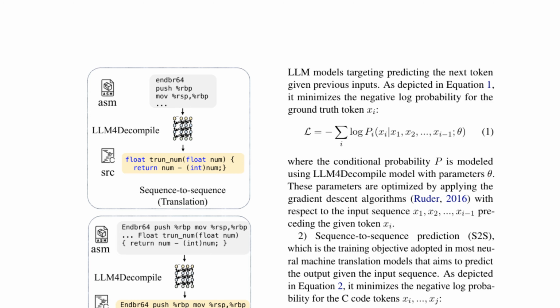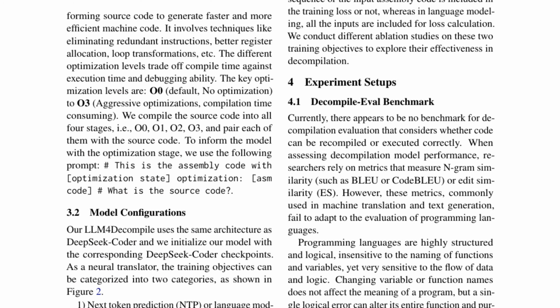It involves techniques like eliminating redundant instructions, better register allocation, loop transformations, etc. The different optimization levels trade off compile time against execution time and debugging ability. The key optimization levels are O0, default, no optimization, to O3, aggressive optimizations, compilation time consuming. We compile the source code into all 4 stages, i.e. O0, O1, O2, O3, and pair each of them with the source code. To inform the model of the optimization stage, we use the following prompt: This is the assembly code with optimization state, optimization, ASM code. What is the source code?